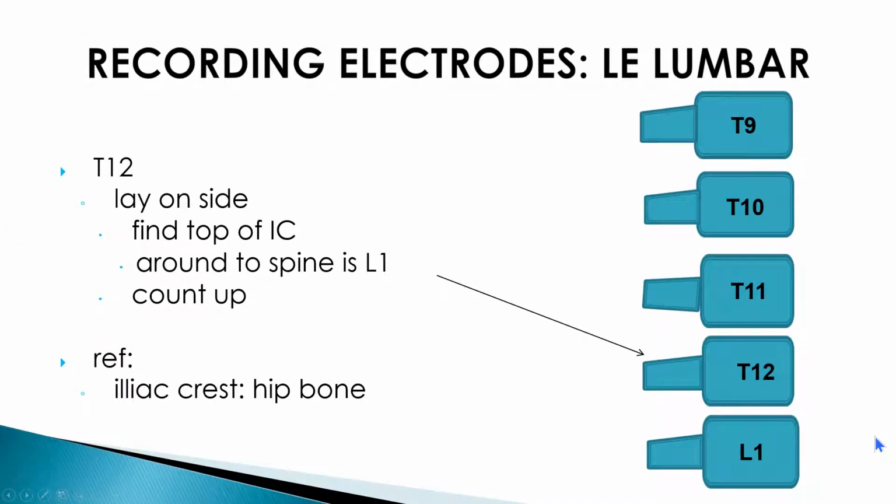Now in the clinical setting, you're going to put a T12 electrode on, and sometimes we do that intraoperatively as well. If you need to put one of those lumbar potential electrodes on, we shoot for T12, and how to find that is you have the patient lay on their side, you find the top of the iliac crest, you go around to the back, and that's usually around L1, and then you try to count 1 spinous process up, and that's T12 right here. You're going to place the electrode there, and you're going to place a reference electrode on the iliac crest or somewhere around the hip bone.